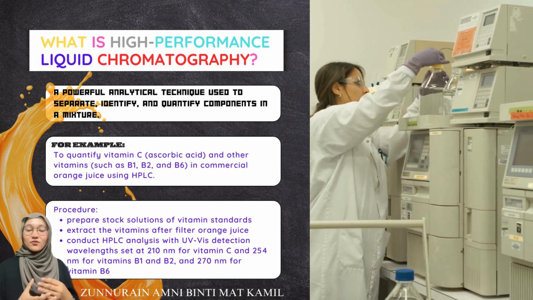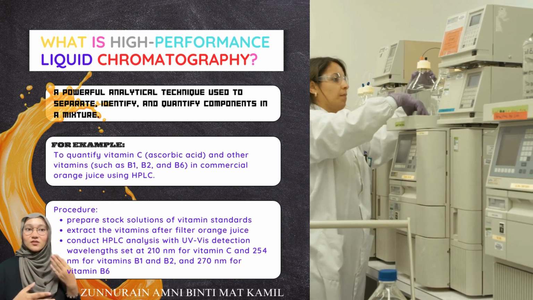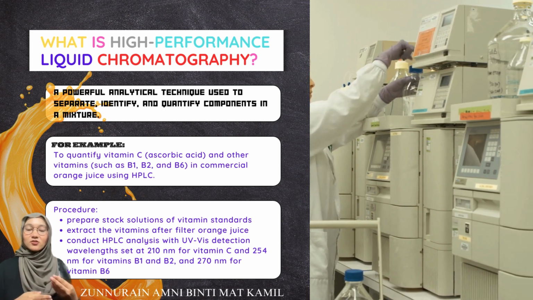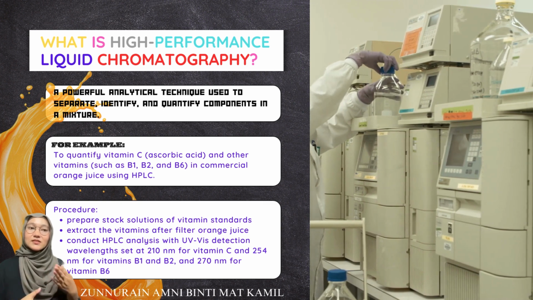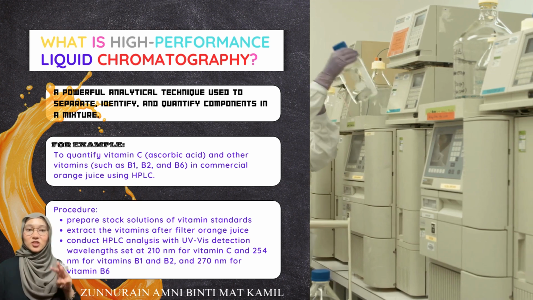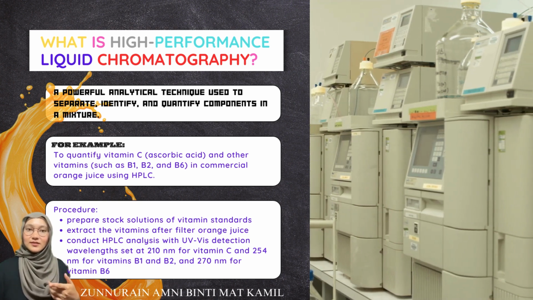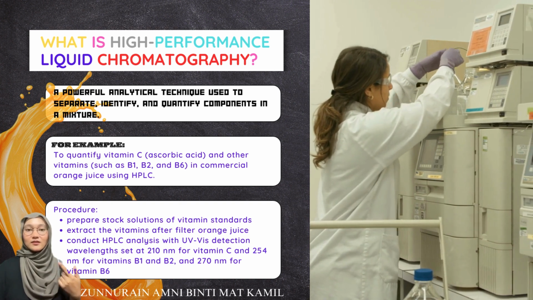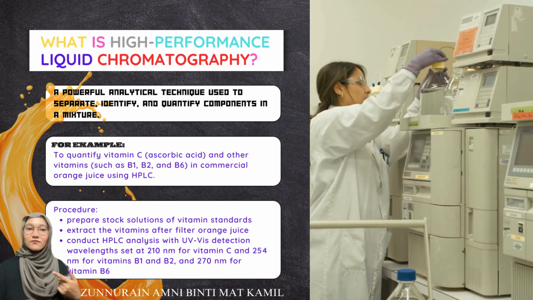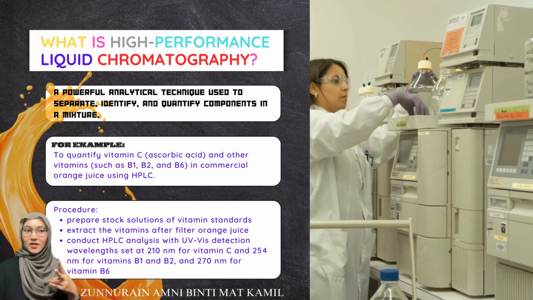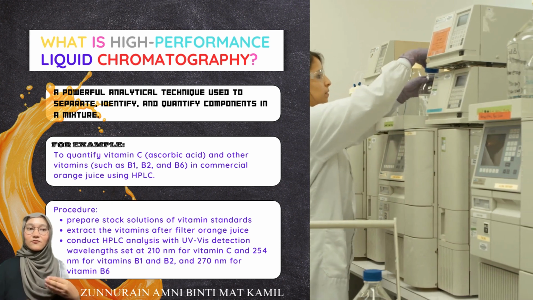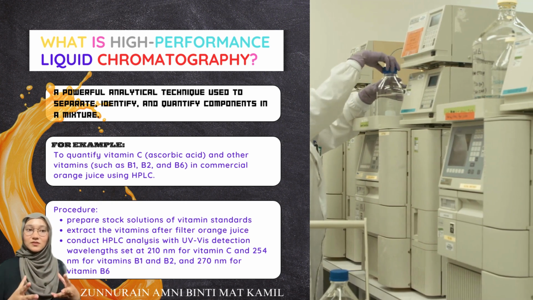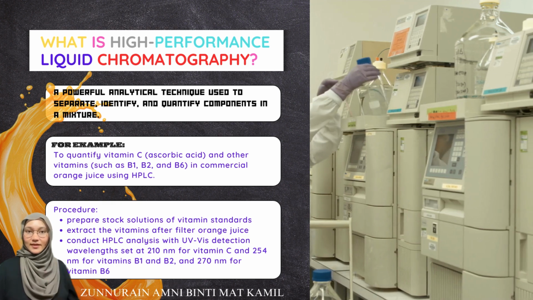After filtering the orange juice to remove particles, we extracted the vitamins using metaphosphoric acid for vitamin C and an acidic solution for B vitamins, followed by dilution to optimal concentrations. Using a C18 column and a phosphate buffer pH 3 mobile phase, we conducted HPLC analysis with UV-vis detection wavelength set at 210 nm for vitamin C, 254 nm for vitamins B1 and B2, and lastly 270 nm for vitamin B6. Calibration curves were generated using standard solutions, and chromatograms of the orange juice samples were analyzed.